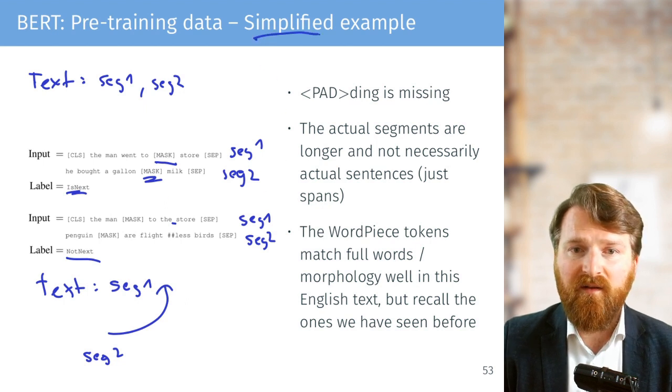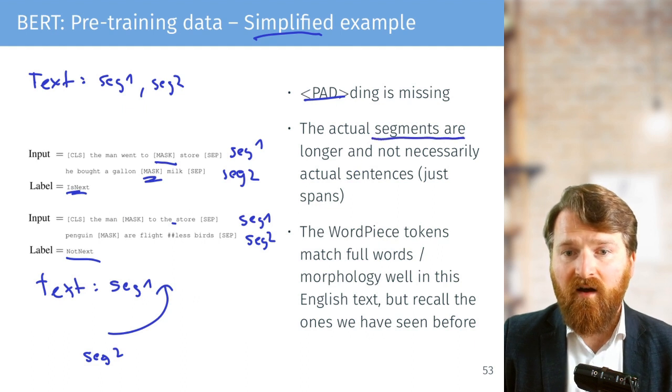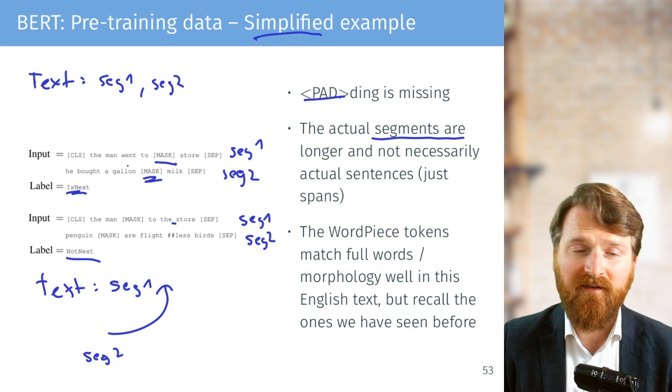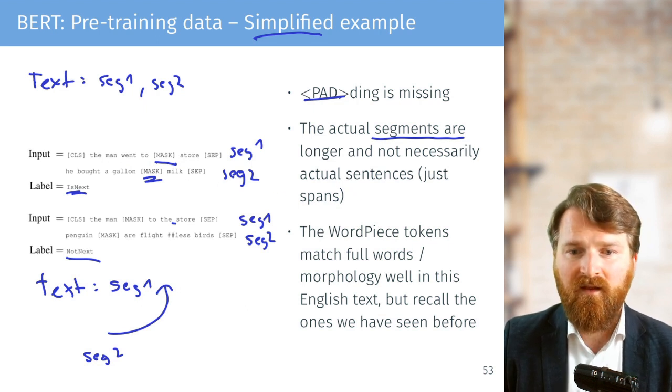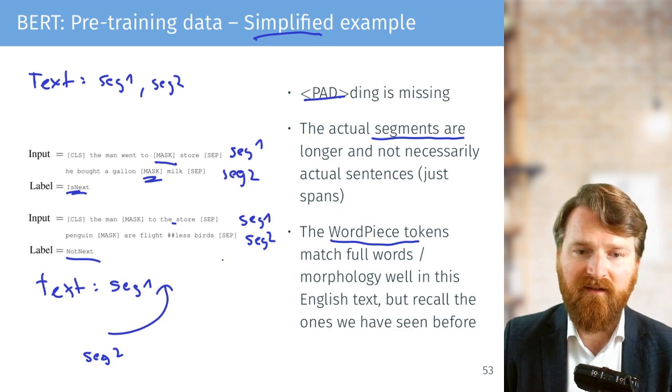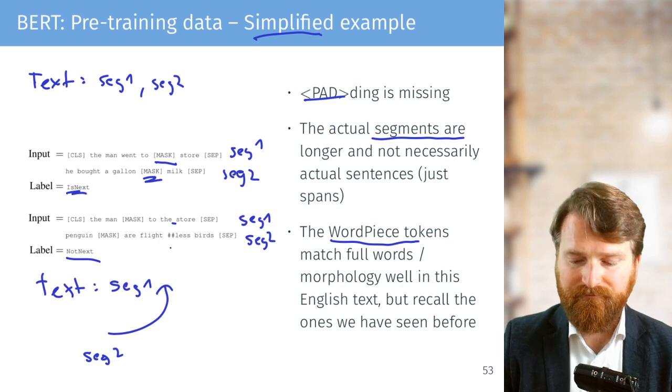This is a simplified example because we don't have padding here. The actual segments are longer and not necessarily actual sentences, just spans. So this is now a beautiful short English sentence to make the point, but in reality we just sample some texts. And here the word piece units are matching full words, but recall that we have some other languages that weren't that nice in segmenting the text.